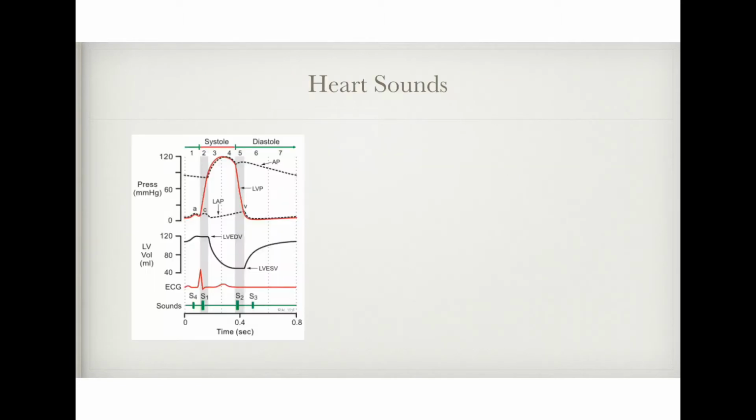Here's a graph of the four normal heart sounds you would hear throughout the cardiac cycle, together with a picture of the heart's electrical activity, shown in the ECG tracing, the left ventricular volume, and the pressures in the major chambers: the left atrium, shown in the dashed line on the bottom, the left ventricle, shown in the red line, and the aortic pressure, seen in the upper dashed line.